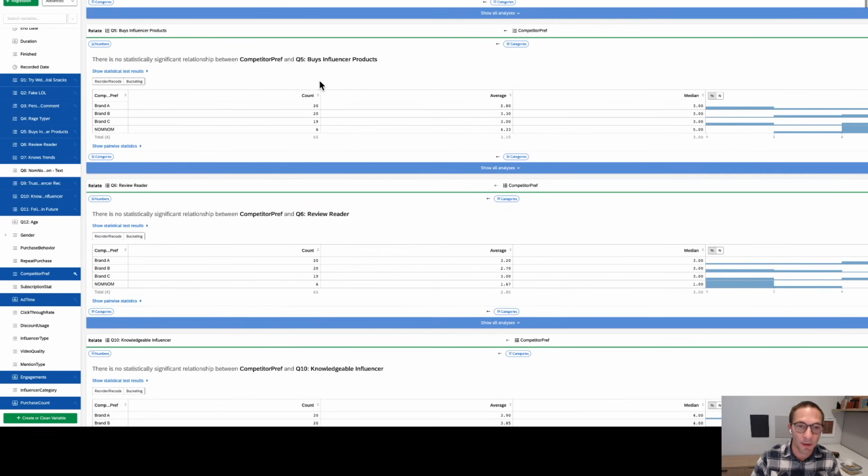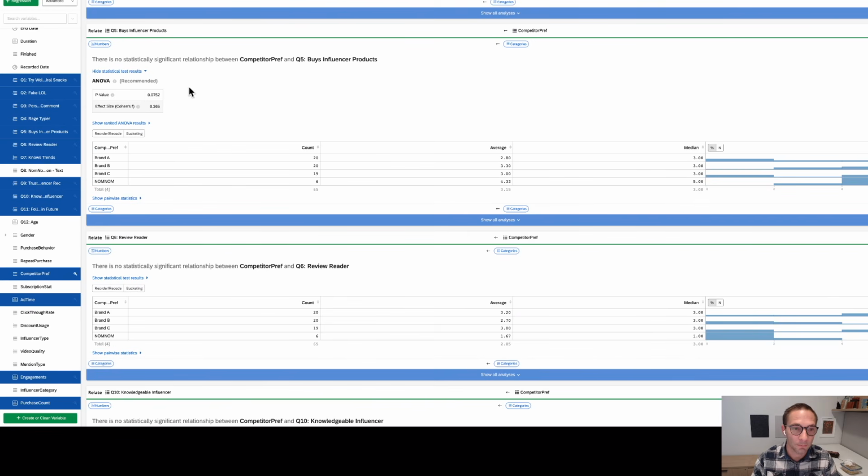Let's take a look at this one. So there's no relationship between competitor preference and Q5, the likelihood that they buy influencer products. But if I click here, look at that. There's a marginally significant p-value. I would want to pay attention to that p-value.